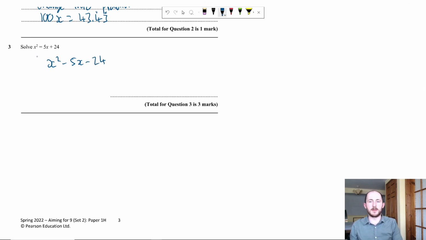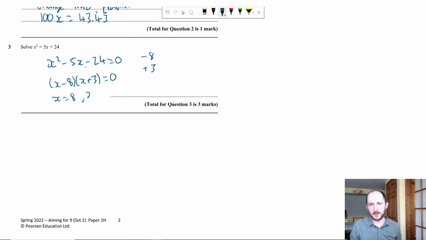And then I'm thinking of two numbers that times to minus 24 and add to minus 5. Well, if you think about it, because it is equal to minus 24 when you times it, we have one positive and one negative number. So what I'm thinking is minus 8 and plus 3 would be the ones that work. So we have x, and that should equal 0. I should probably do that. So we have (x minus 8)(x plus 3) equals 0, which means x is equal to 8 and x is equal to minus 3. For 3 marks, nice and quick question, hopefully shouldn't be too bad.